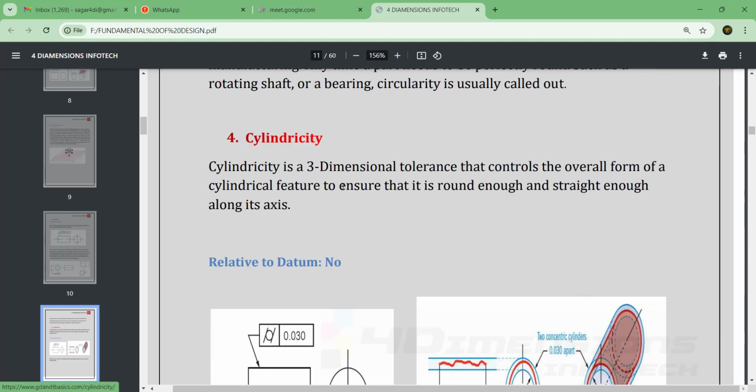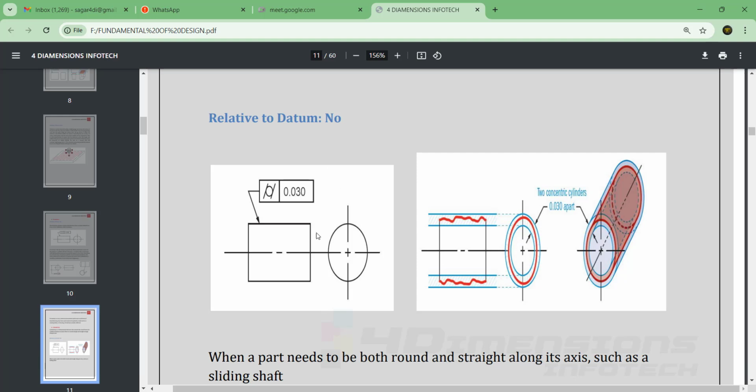Next is cylindricity. Here also datum is not required. One part is shown, a circular part, showing the tolerance value of 0.03 with the symbol of cylindricity. Now in cylindricity, there are two concentric cylinders shown here, that is these two blue circles, and the actual part is this red circle.